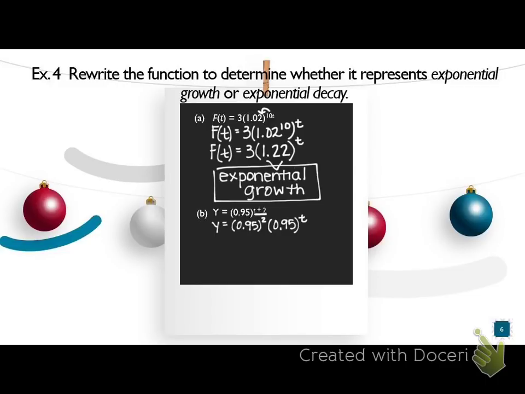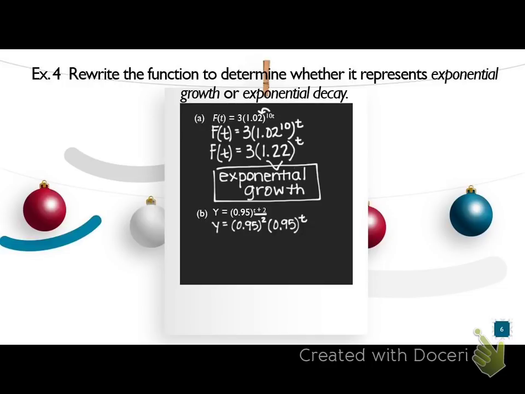Now let me go over that again, okay? Since they have t plus 2, we know, or we should know, that's the product of a power. That's multiplying two powers with the same base. That's how we know to add the exponents. So we're just rewriting it. We're giving each exponent the base of 0.95.